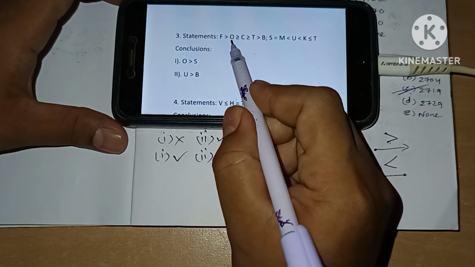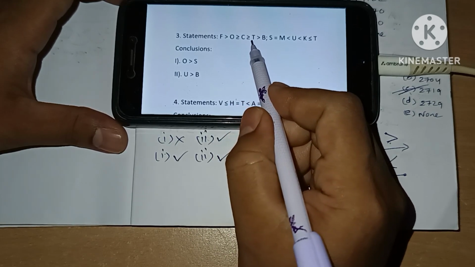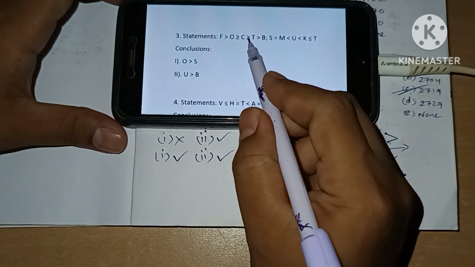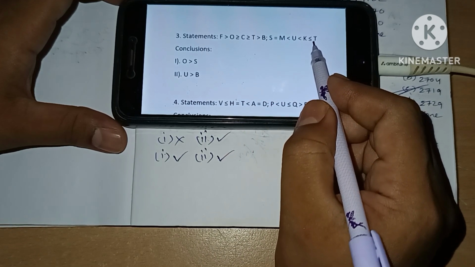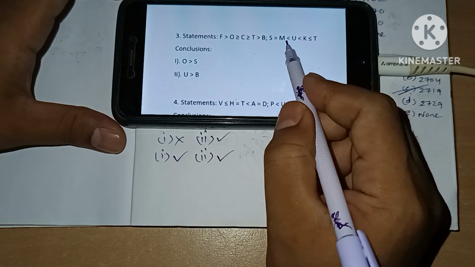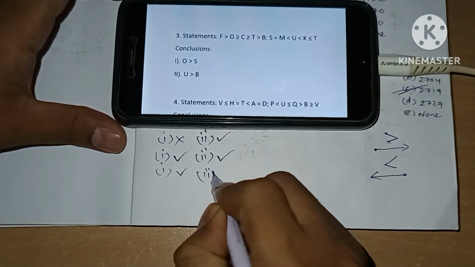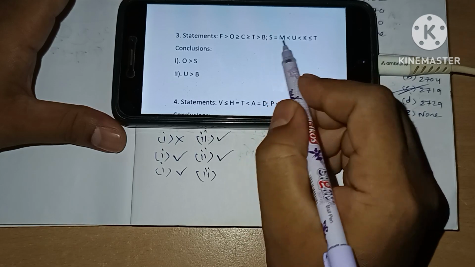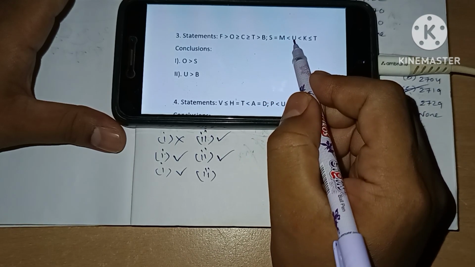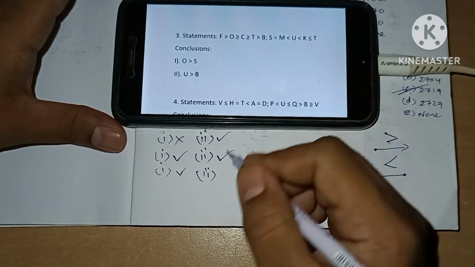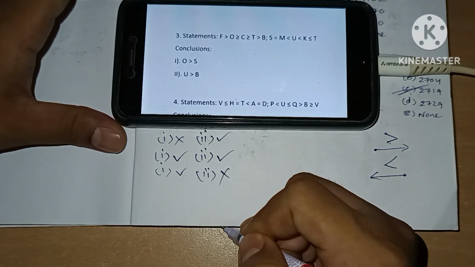Here from O we can reach to C, T, B. Okay. O to C, C to T. From T we can reach to S. So first conclusion is true. Second conclusion, the flow from U to B. From U we can reach to M and S only but not to B. So second conclusion will be false.